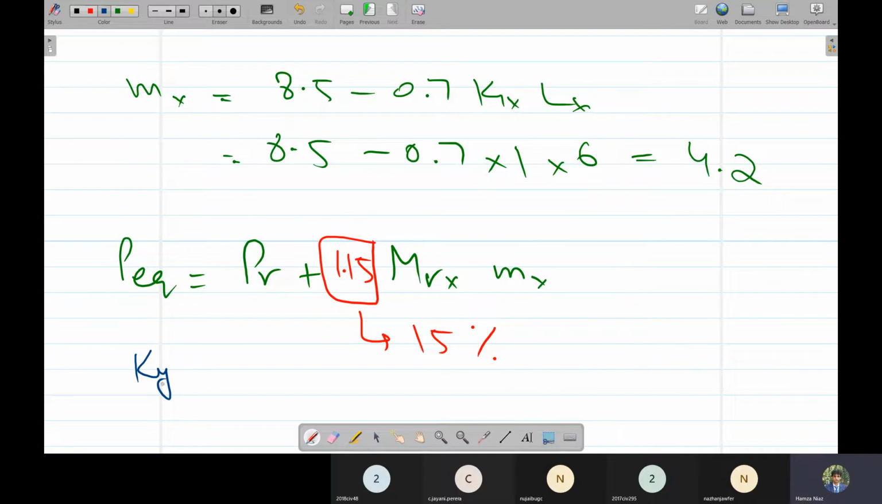For P equivalent, we'll use KY LY. KY we know is 1, LY is 3 meters, because about the y direction the column was braced at midpoint, so the unbraced length is 3 meters. So KY LY is 3 meters and P equivalent is almost 5908. So these values we have calculated: 5908 and 3 meters.